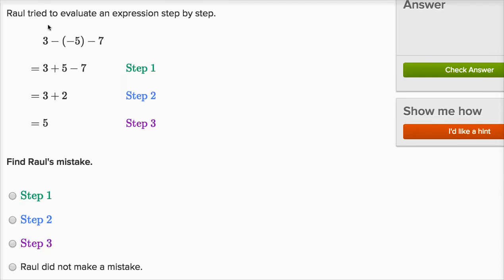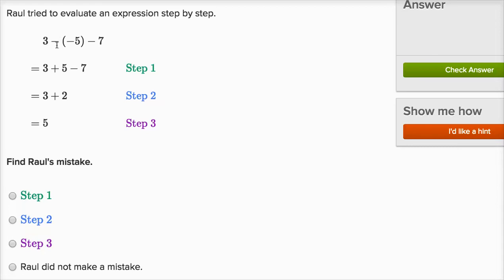It says Raul tried to evaluate an expression step by step. So they start with the expression, they give us the steps, and then they say, find Raul's mistake. We have step 1, step 2, step 3, or maybe Raul did not make a mistake. And like always, I encourage you to pause the video and try to solve it on your own before I work through it. All right, so let's look at this first step.